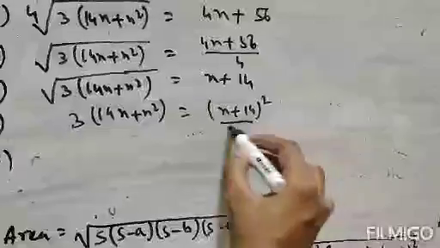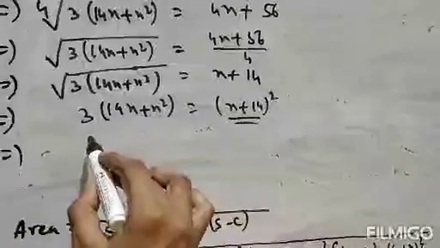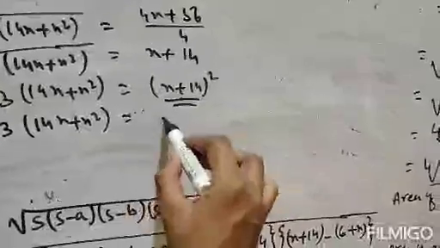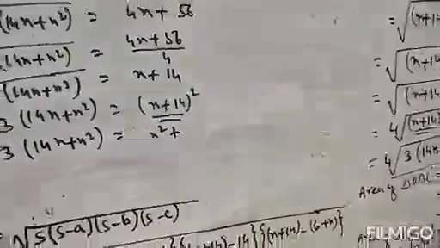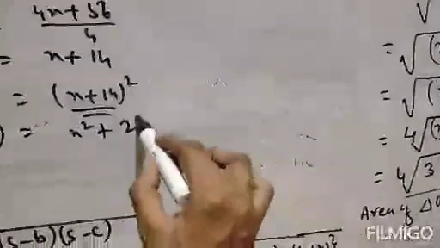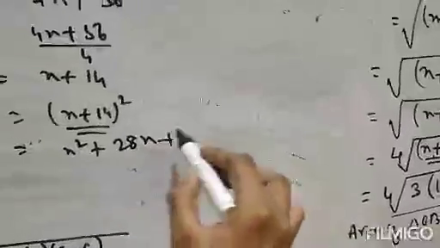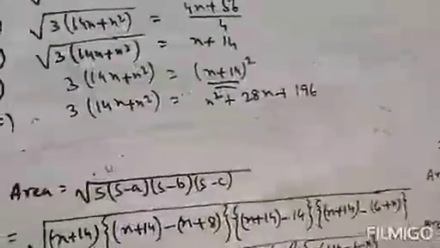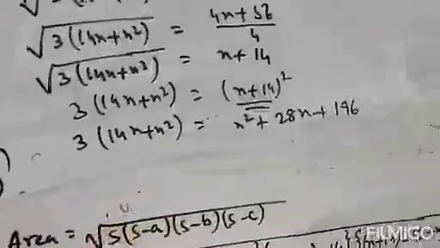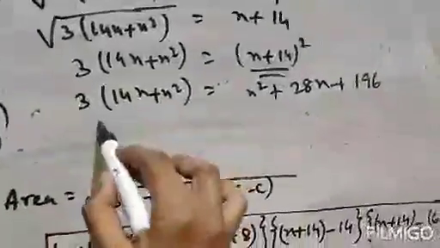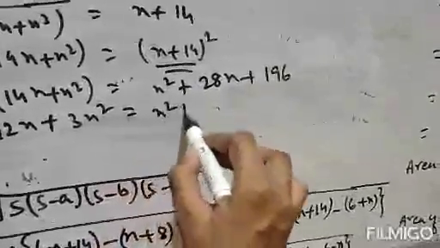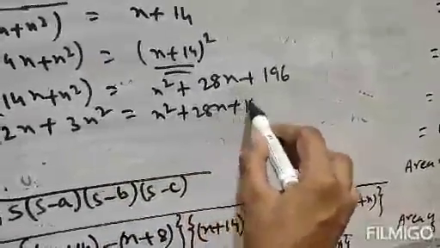Now that will be the a plus b whole square formula, where a is x and b is 14. So a square is x square, 2ab means 2 into 14 into x, that is 28x, and b square is 14 square, so 196. Next, 3 into 14 is 42x, so 3x square equal to x square plus 28x plus 196.